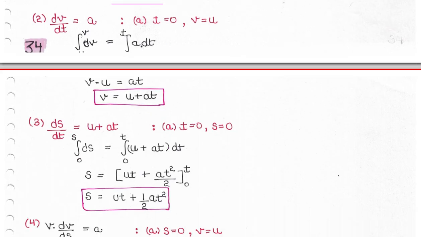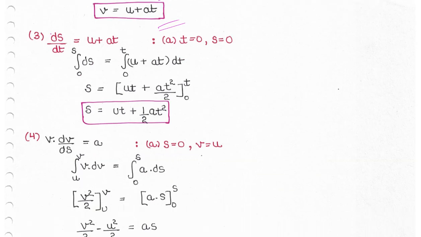Now if we have dv/dt = a, boundary condition t = 0 and v = u. So the integral of dv from u to v equals the integral of a dt from 0 to t. So you can write v − u = at, or v = u + at.